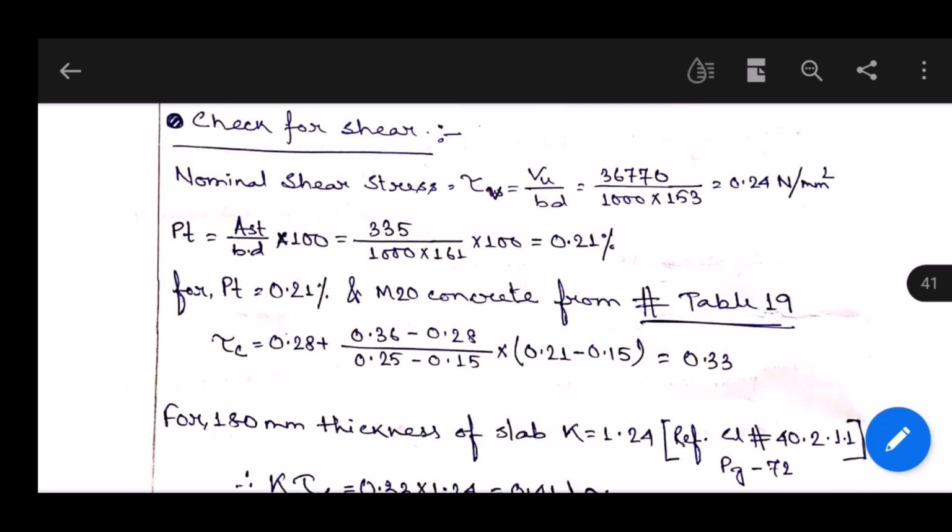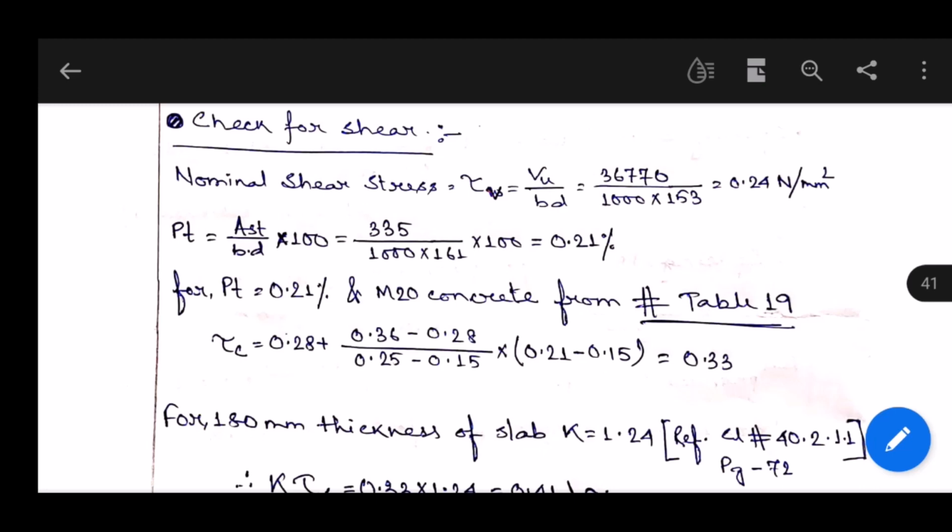This is in common format. Nominal shear stress tau V is equal to VU by BD. Shear we have calculated earlier. So VU is 36,770 by 1000 into 153, that is equal to 0.24 Newton per mm square. Percentage of steel is AST by BD into 100, we know this formula. So AST is 335 by B is 1000 and D is 161 into 100, that is equal to 0.21%.